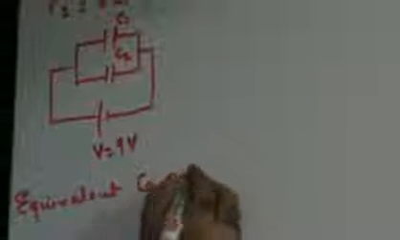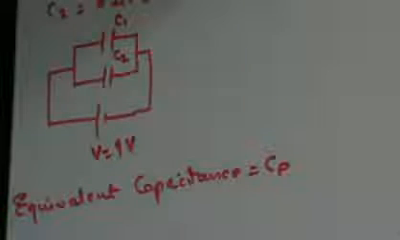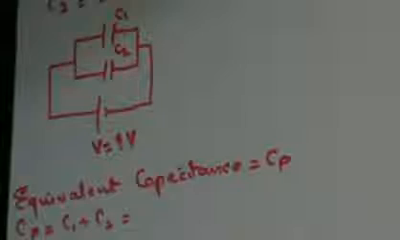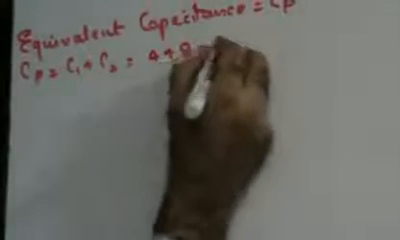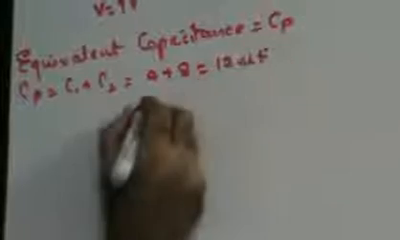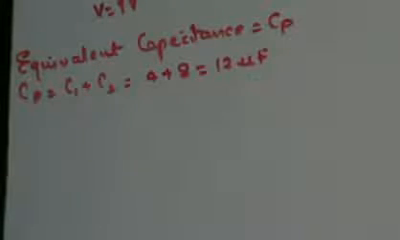Let's assume that the equivalent capacitance is Cp. So I can say Cp is C1 plus C2 since they are in parallel. So this will be nothing but 4 plus 8, that is 12 microfarad, right? So you found out the equivalent capacitance in parallel. Next, potential difference of 9 volt. What is the potential difference across each capacitor, right?